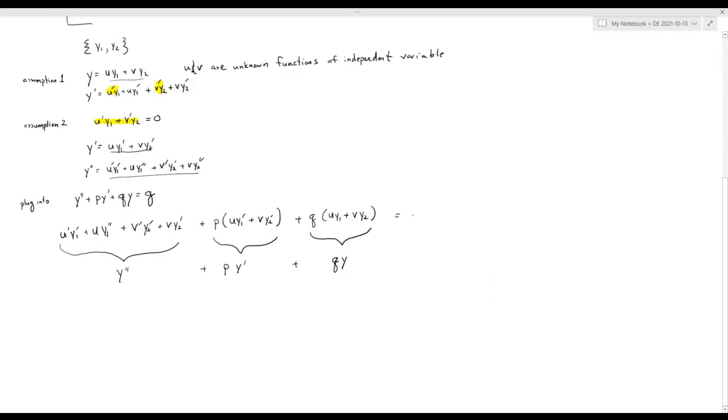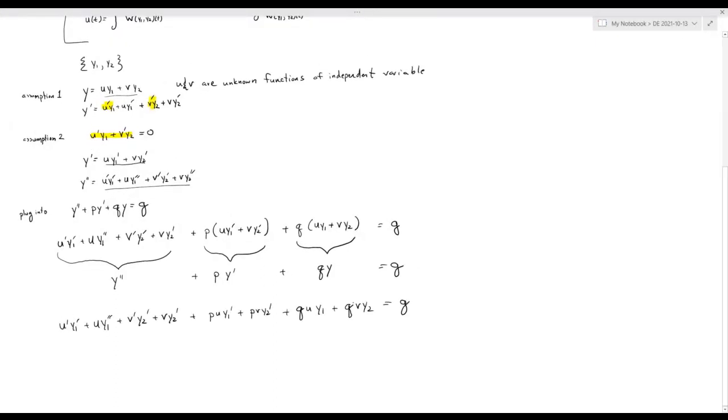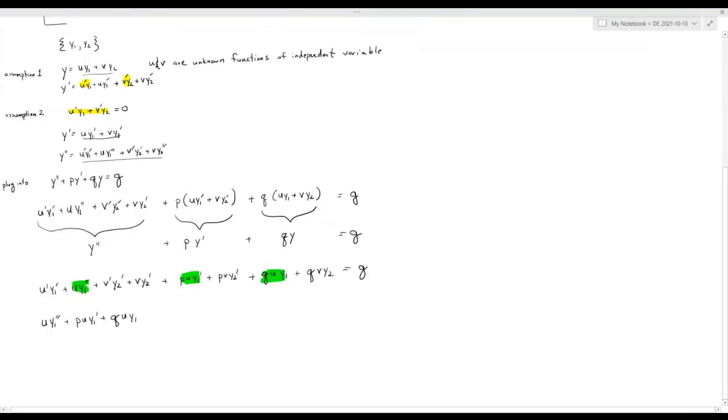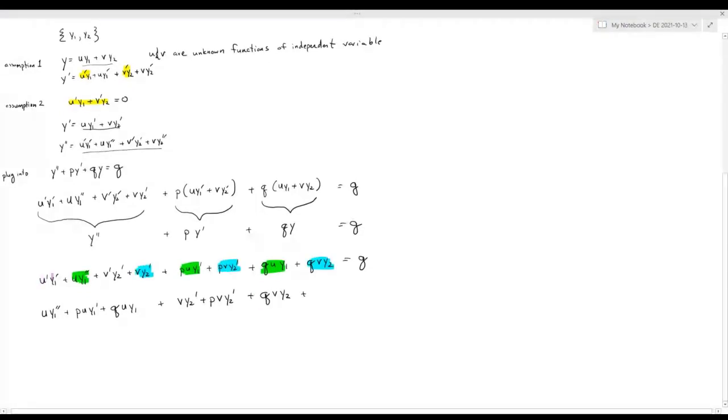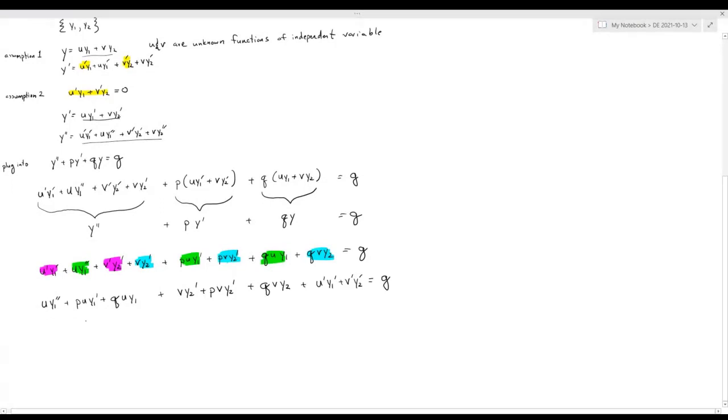And that has to equal the right-hand side function, g of t. We'll go ahead and distribute. We will regroup the terms according to the u terms, and also group all the terms that have a v in it. And then we'll group together all the remaining terms. There's just two of them.